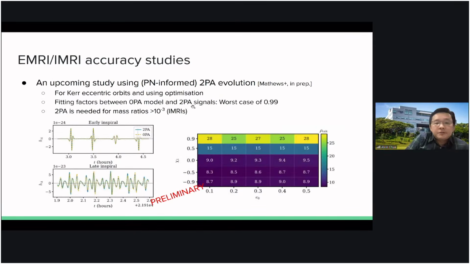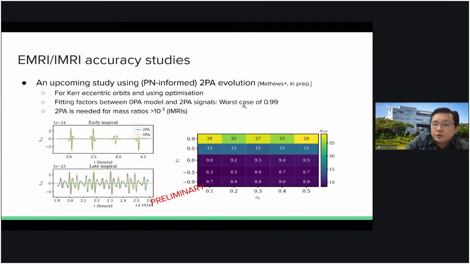Now, finally, there's an upcoming study using 2PA evolution, right? But again, in the hybrid approach that I described earlier. So these 2PA terms are not really available, but we borrow them from PN, post-Newtonian information. This is a study led by Josh Matthews at NUS in my group. We are looking at Kerr-eccentric orbits now, the most generic space that we have available at this moment, and we use optimization to study biases. So we don't do full sampling, but we optimize and try to find the best fit points.